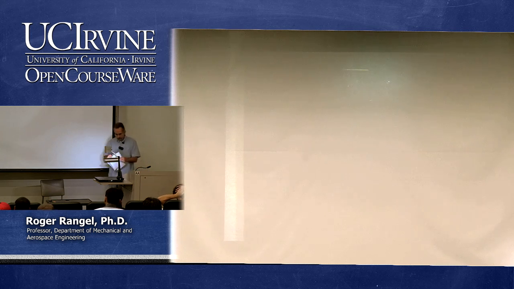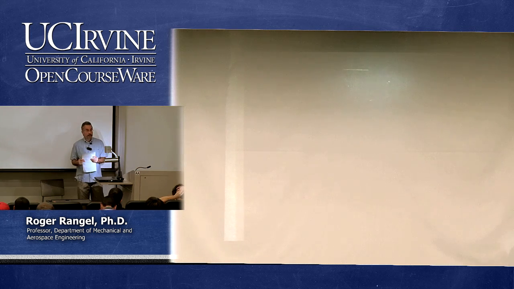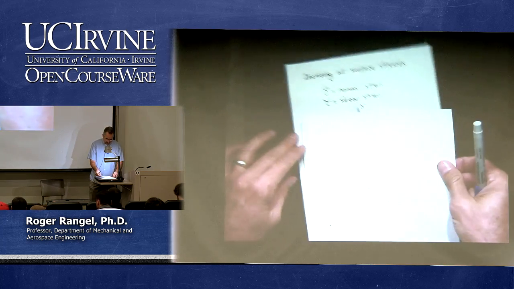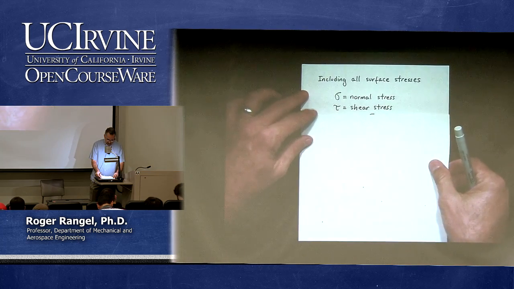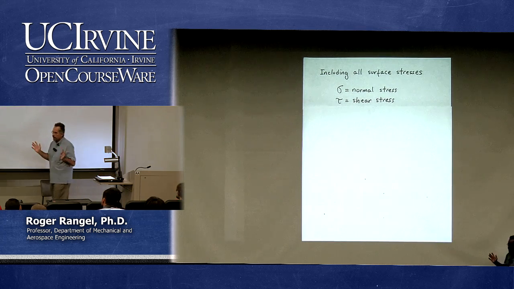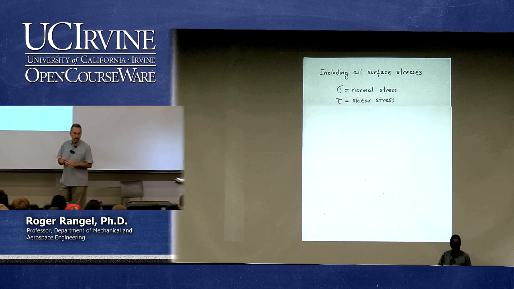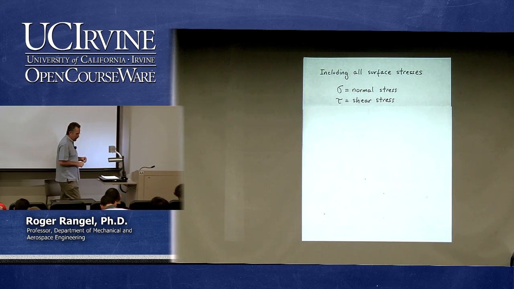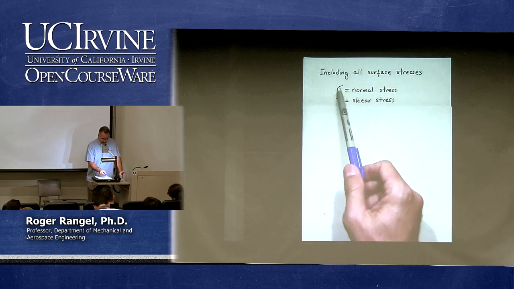So suppose that I want to include now the shear stresses that I left out. So I go back and say, well, let me revisit this. This is just for the purpose of notation. I'm going to include all surface stresses, not just the pressure, but anything else that might be acting on the fluid. I'm going to use these two symbols.